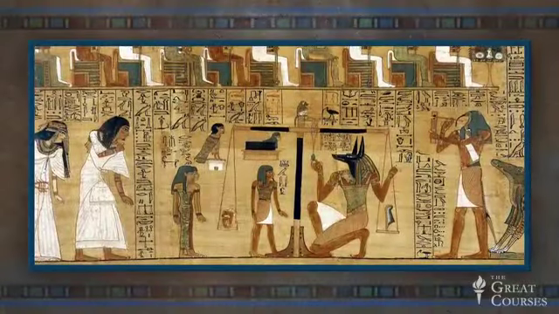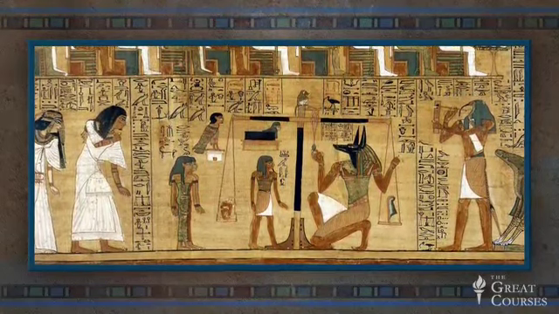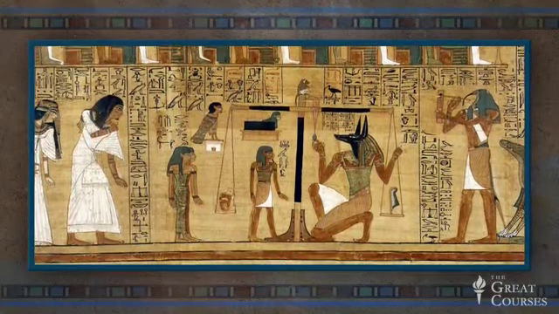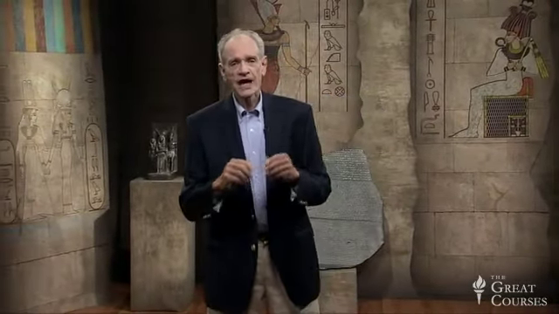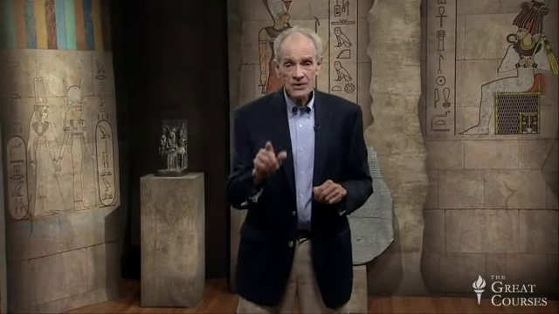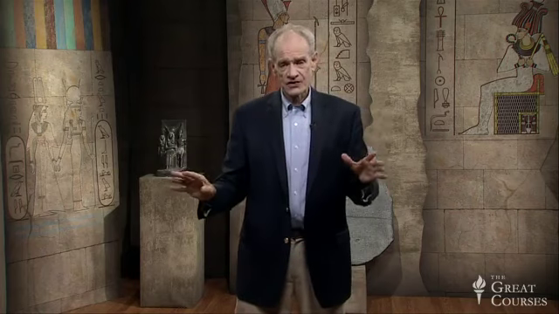As you can see from the vignette in chapter 125, Thoth, the god of writing, is watching over the weighing and recording of the result. What happened if your heart and the feather of truth didn't balance? Well, the Egyptians didn't have the concept of a hell. You simply went out of existence.